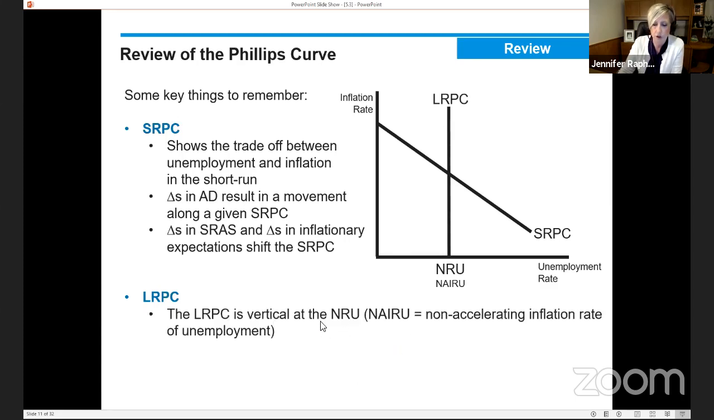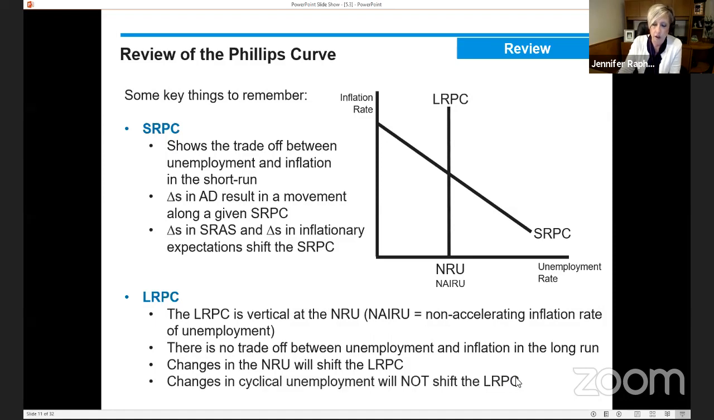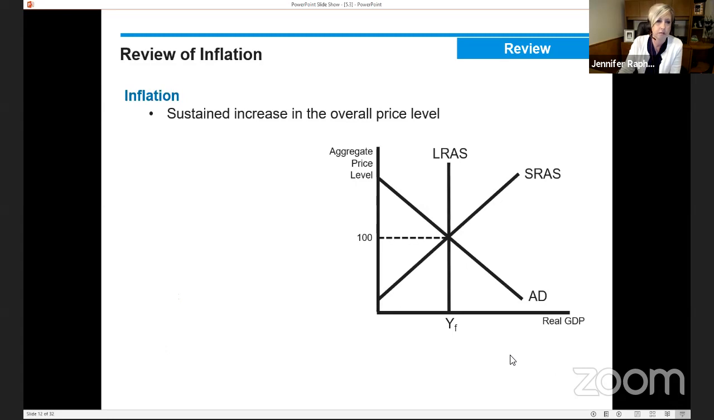The long-run Phillips curve is vertical at the natural rate of unemployment. Some of you might have textbooks that describe it as the NIRU, or non-accelerating inflation rate of unemployment. Either one is correct. They mean the same thing. There's no trade-off between unemployment and inflation in the long run, and changes in the natural rate of unemployment are going to be those things that shift the long-run Phillips curve. For example, if there is a major increase in the number of high school graduates who seek to go to post-secondary schools, trade school, college before entering the labor market, that's going to change the amount of frictional unemployment in the economy, and that would shift the long-run Phillips curve. Cyclical unemployment, again, is not a shift factor of the long-run Phillips curve.